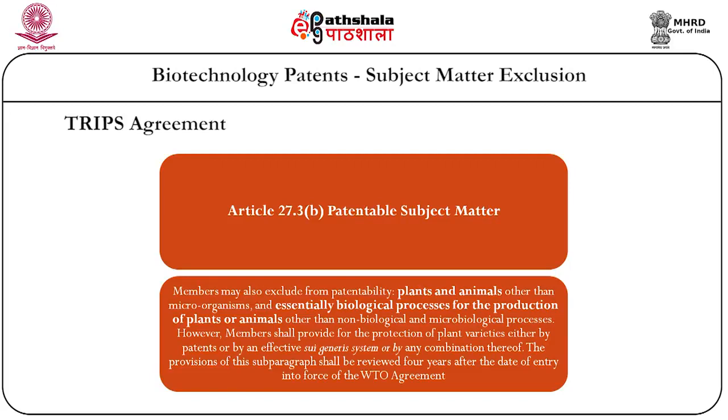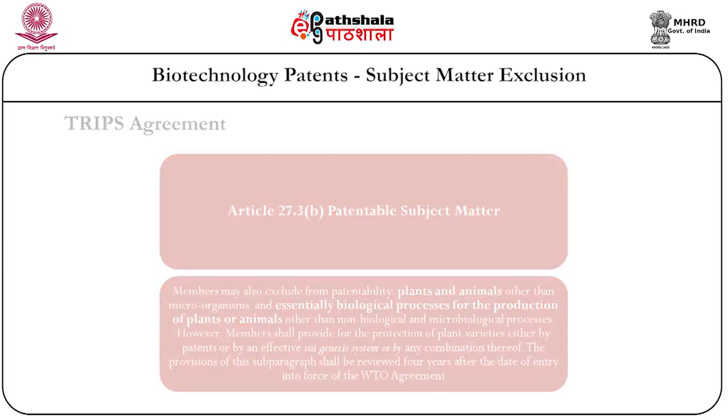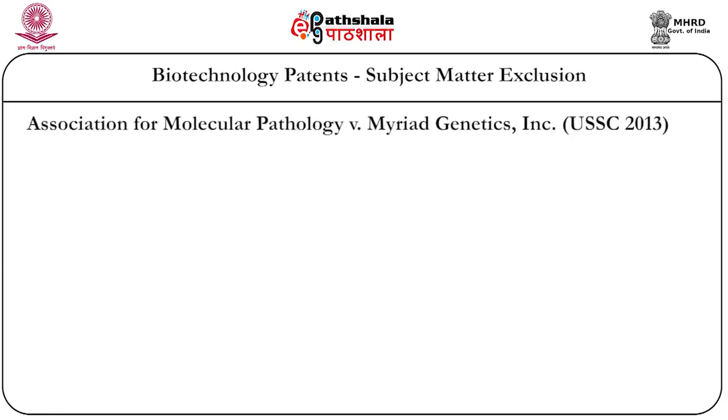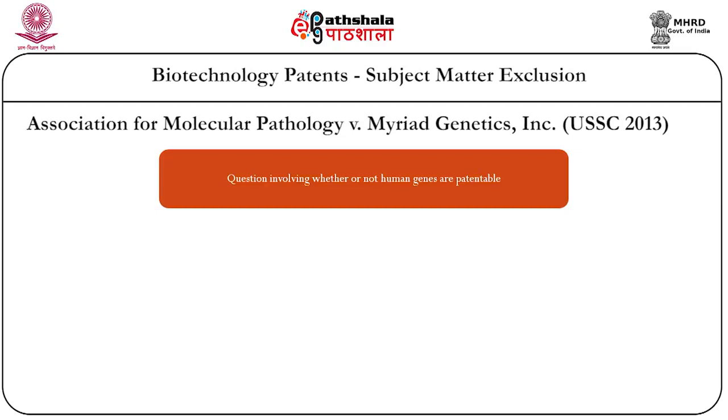One of the first cases in this regard, a recent case, is Association for Molecular Pathology versus Myriad Genetics. This is the US Supreme Court decision in 2013. The question here was whether or not human genes are patentable. Now, human genes have been patentable for long. There were a lot of gene sequences that have been granted patents by the Patent Office for the last 30 years, and now this question figured in 2013.